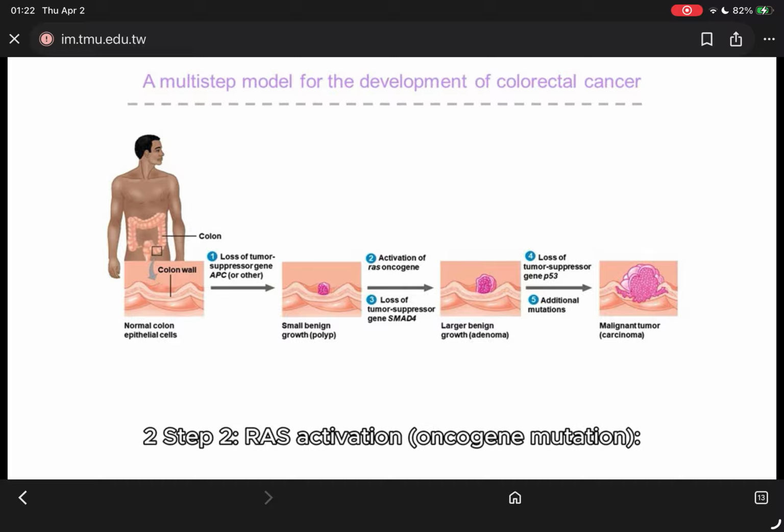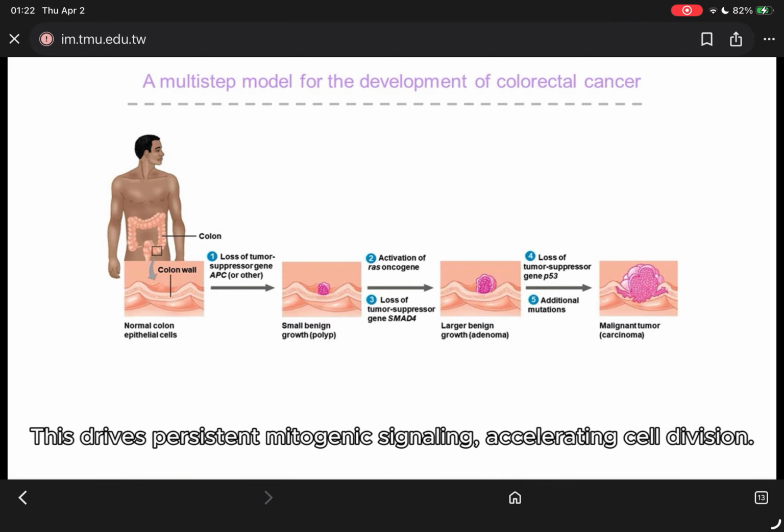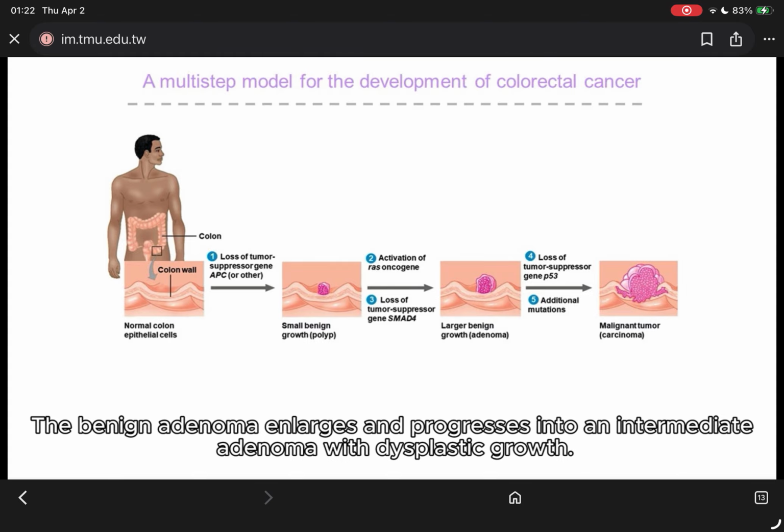Step 2, RAS activation, oncogene mutation. A subsequent mutation in the RAS gene, commonly KRAS, locks RAS in its always-on state. This drives persistent mitogenic signaling, accelerating cell division. The benign adenoma enlarges and progresses into an intermediate adenoma with dysplastic growth.